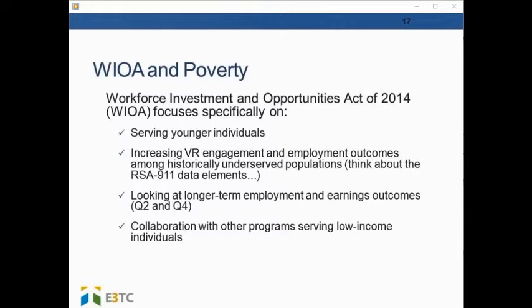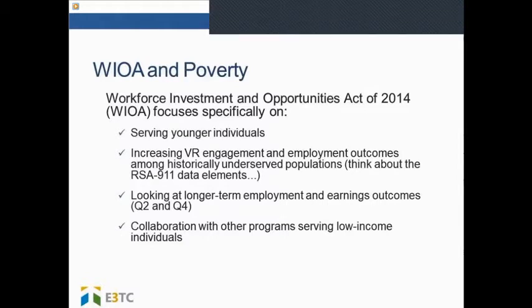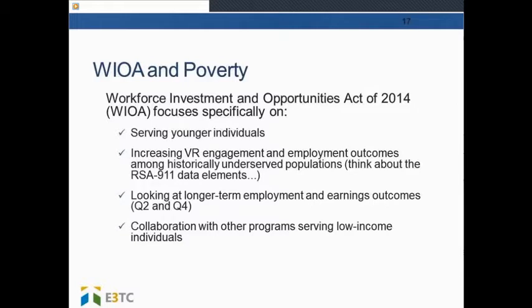And also finally, that collaboration with other programs also serving low income individuals with disabilities. Now, within the public VR program, everyone that we serve, everyone who's determined eligible, does have a disability. We know that many of the other partner programs also have high incidence of disability, but they may or may not have the knowledge and expertise to appropriately serve some of these individuals. So I think the collaboration piece is going to be key, not just in terms of VR assisting partners, but partners who may be working with individuals that also represent these underserved populations that could benefit from VR services.